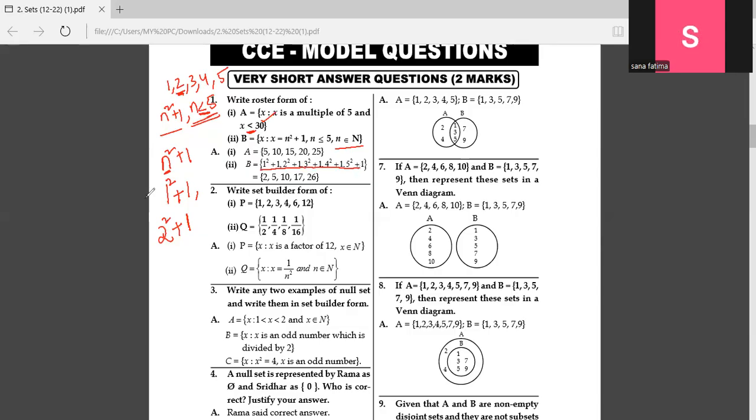Now, how will you solve this? 1 square is nothing but 1, and 1 plus 1 gives you 2. So you'll write down 2, 5, 10, 17 and 26.